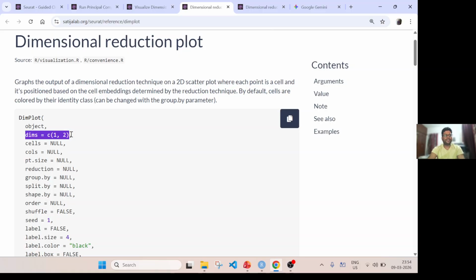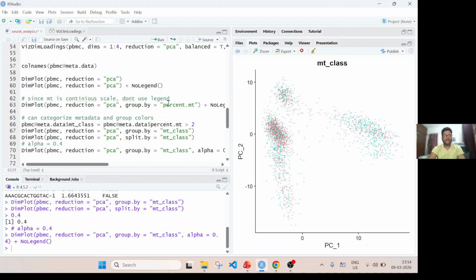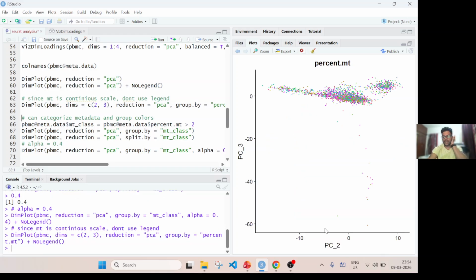Let's say you want between PC 1, 2 and 3. Okay, let's try that as well. You can specify here between 2 and 3. Same plot, but now it will come between 2 and 3. So you see the structure is very different, but again there is no difference with respect to the mitochondrial content, right?